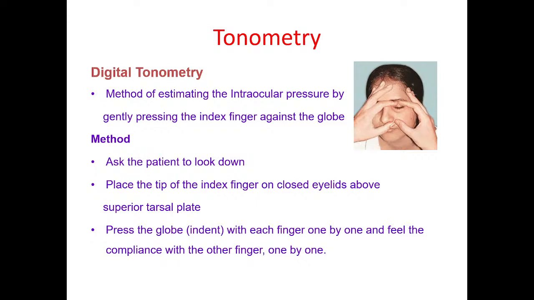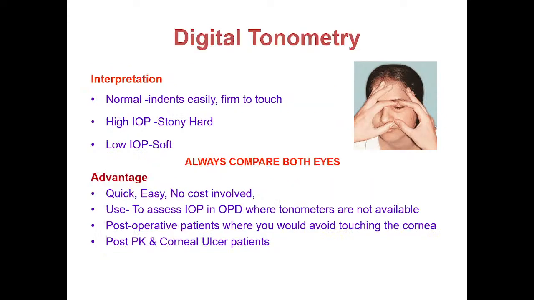With the help of 2 index fingers, ask the patient to look down, and not over the tarsal plate, just above the tarsal plate, we palpate the globe, press it and try to have a feel. Normally, it will be firm to touch. If it is very high, you find it is stony hard. Always compare with the other eye also. If it is low, the eyeball is very soft. At 6 or 8 mm of mercury, it will look like a very soft eyeball. This is the rough estimate. Quick, easy, no cost involved, and useful when a tonometer is not available, or you have gone bedside to see the patient.